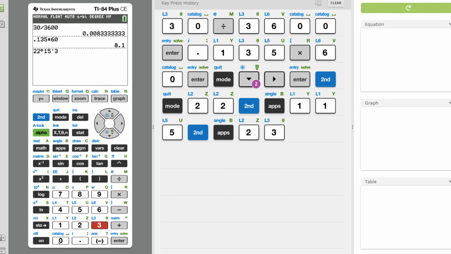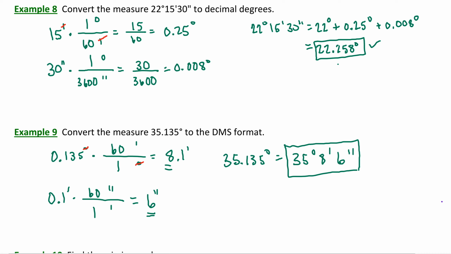Then to enter the 30 seconds, if you look over here to the right, above your plus button, you can see the seconds symbol. So to access that, we have to press our alpha key, then the plus button, and we have successfully typed 22 degrees, 15 minutes, and 30 seconds. Simply pressing enter will convert that to decimal degrees. 22.258 degrees matches the answer that we came up with as well. So that's great news. You can certainly verify that with your calculator.